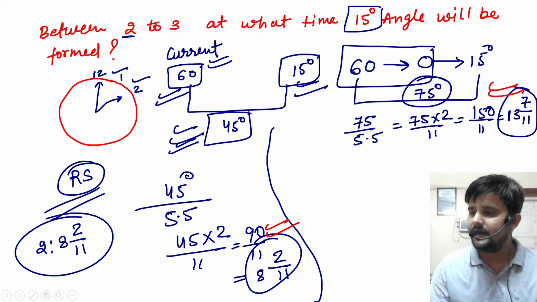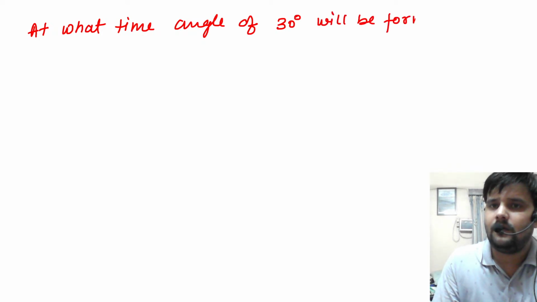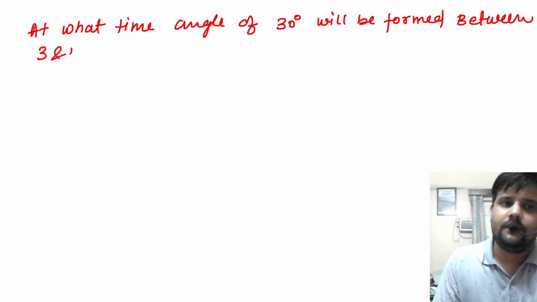Okay, I am taking another example so that you could understand it better. Now, let's say, at what time will an angle of 30 degrees be formed between 3 and 4?